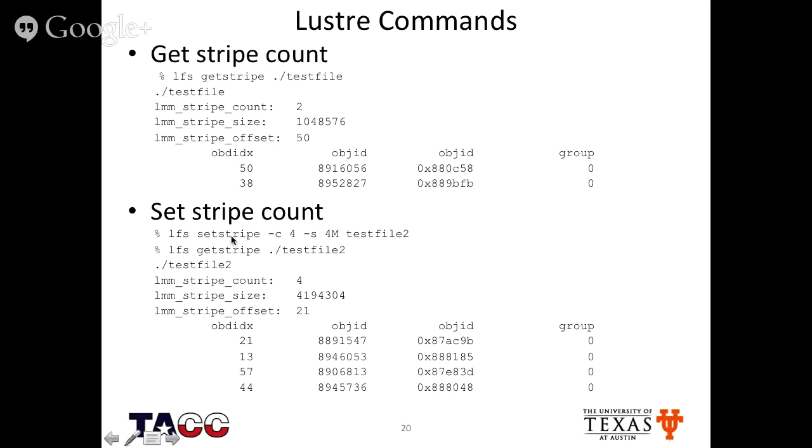Now look what I'm doing with the setstripe command. I'm saying lfs setstripe, count -c, that's 4, and the size is 4M, -S 4M. And I give the name of the input file. And when I run this command again, like lfs getstripe on this test file 2, I see that my stripe count is 4 now, and my stripe size is set up accordingly.